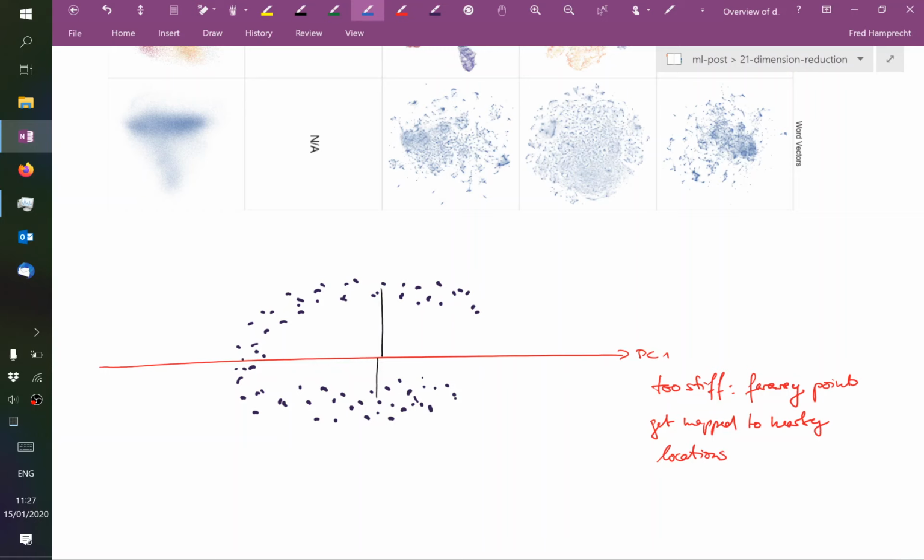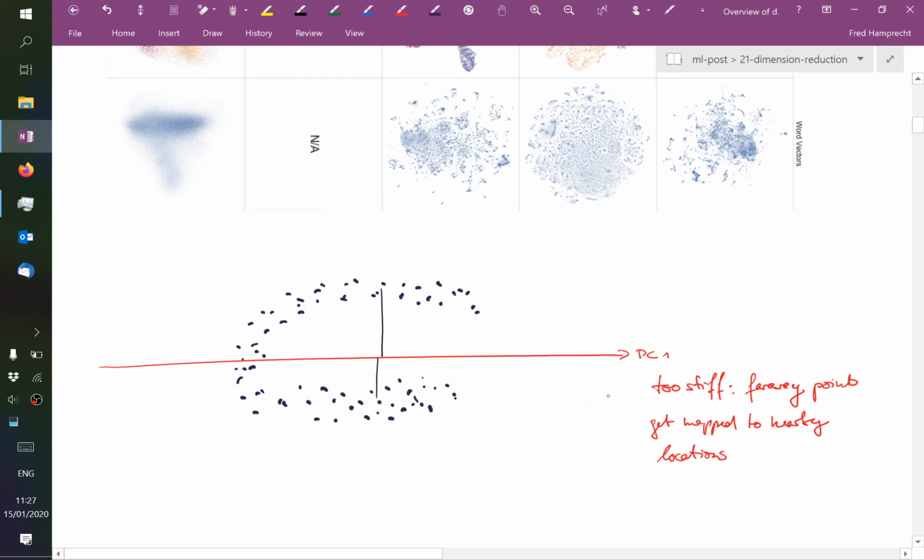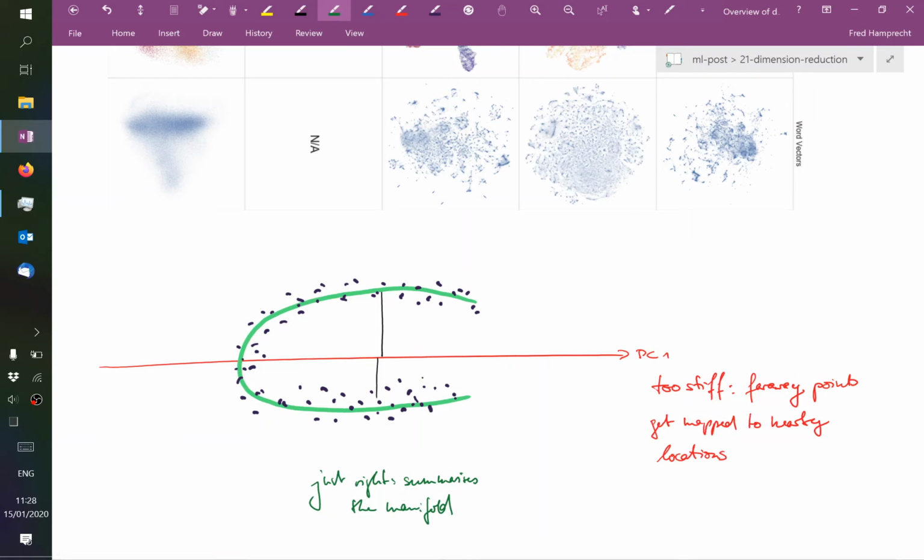Then I want to give an example of something which I would call just right. If I found this as a low-dimensional axis, I would say this is just right. It summarizes the manifold. Okay, I'm not using manifold in the technical mathematical sense here, just qualitatively. Yeah? So this is the surface on which the points truly lie.